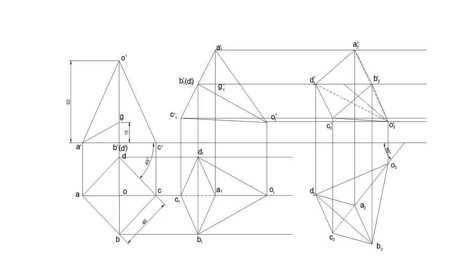This is how you draw a projection of a suspended pyramid with axis inclined 50 degrees to the vertical plane. Hope you understood this diagram.